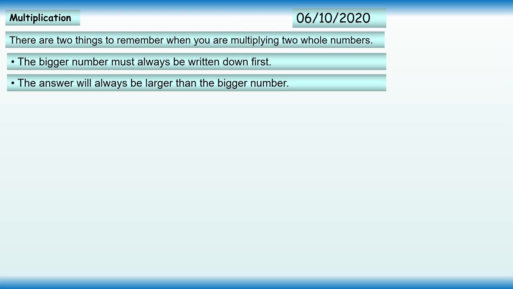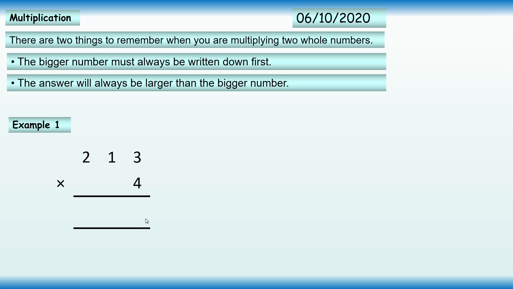So, a couple of things to remember when we're multiplying numbers. First, the big number must always be written down first. Always write the big number down first. And then the answer is going to be bigger than the bigger number because we're multiplying numbers. Okay? So we've got 213 times 4. You guys know what to do.